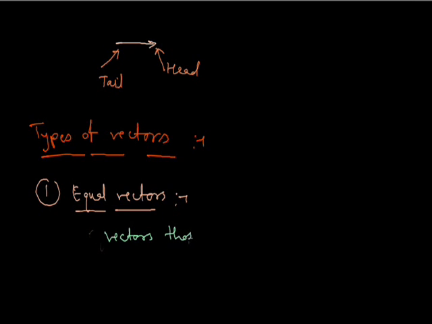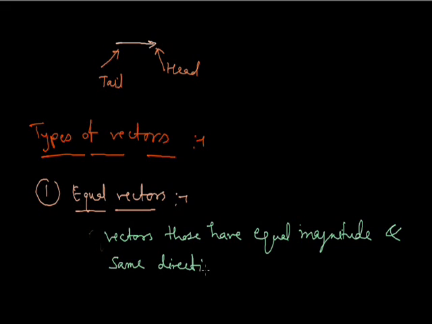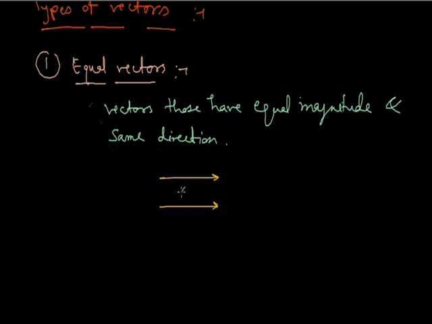Vectors that have equal magnitude and the same direction are called equal vectors. Suppose this is the a vector and this is the b vector. Then a vector and b vector represent equal vectors.